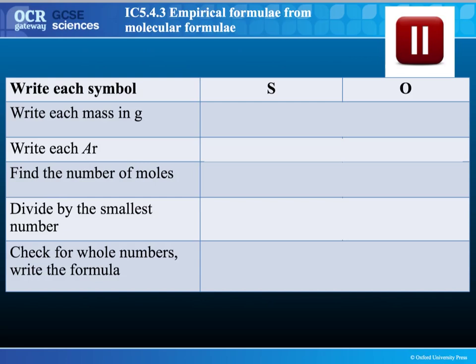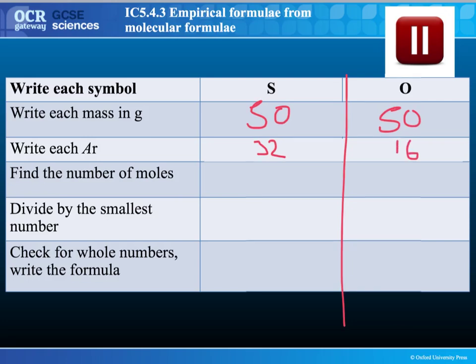There's an opportunity to try this one before I go through the answer. Sulfur and oxygen in a 50-50 split, so it's a percentage. 50% sulfur, 50% oxygen. The next stage is you need the atomic mass of each one. Sulfur has an atomic mass of 32 and oxygen 16.